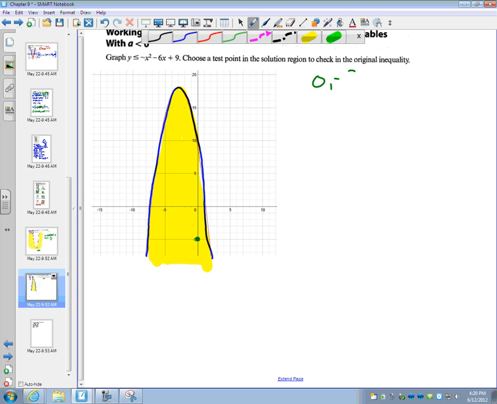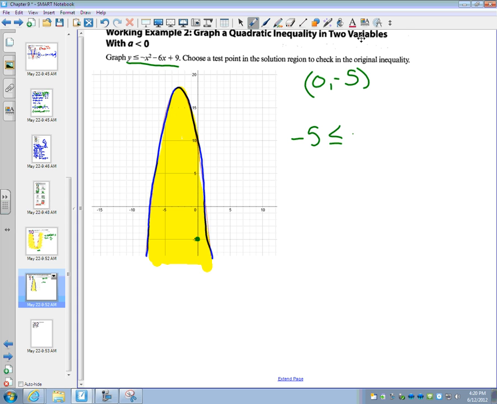And I'm going to double check that this satisfies my inequality right here. So negative 5 is less than or equal to negative 0 squared minus 6 times 0 plus 9. Negative 5 is less than or equal to positive 9. That's true.